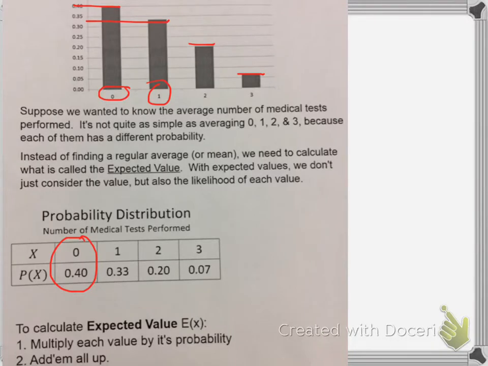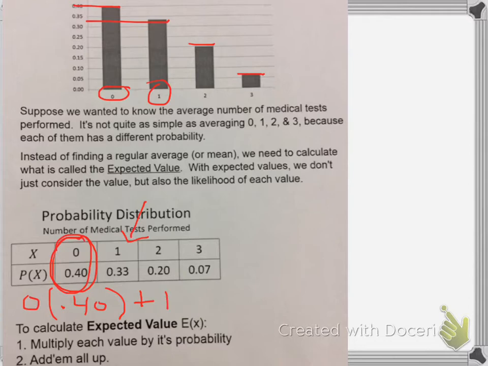All right, so in order to find the expected value, or what the average is of the number of tests that you're going to have run on you when you go to the doctor's office, we're going to find the value of having 0 tests run. So for people who have 0 tests run, we would take 0 and times it by that 40%. And then we're going to add it to the next one, just like we would be adding to find that average.